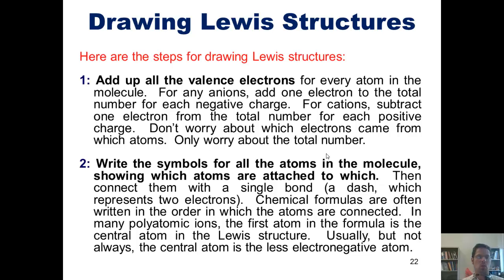2. Write the symbol for all the atoms in the molecule showing which atoms are attached to which. Then connect them with a single bond or a dash, which represents 2 electrons. Chemical formulas are often written in the order in which the atoms are connected. In many polyatomic ions, the first atom in the formula is the central atom in the Lewis structure. Usually, but not always, the central atom is the less electronegative atom.